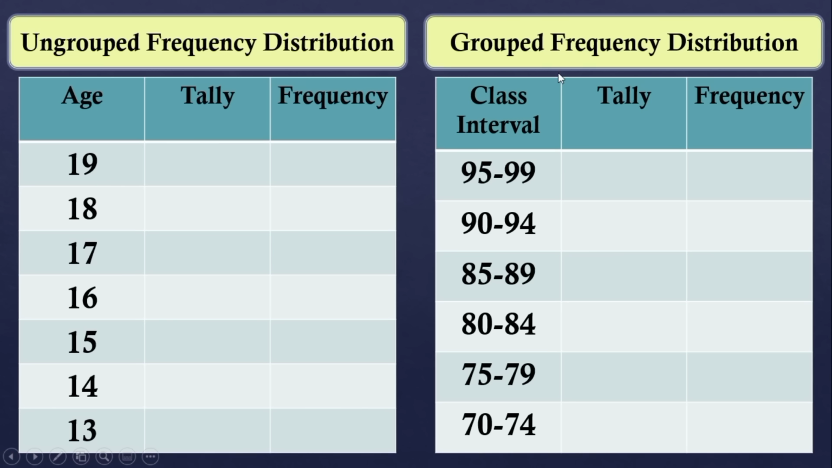While, pag sinabi natin group, so ito yung halimbawa natin, naka-clustered. Meron na tayong interval. Okay? May group siya. Halimbawa, from 70 to 74. So, how many datas are included in this class? We have 70, 71, 72, 73, 74. So, we have 5 data.